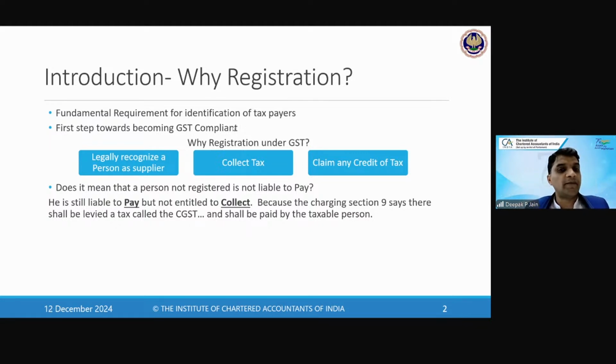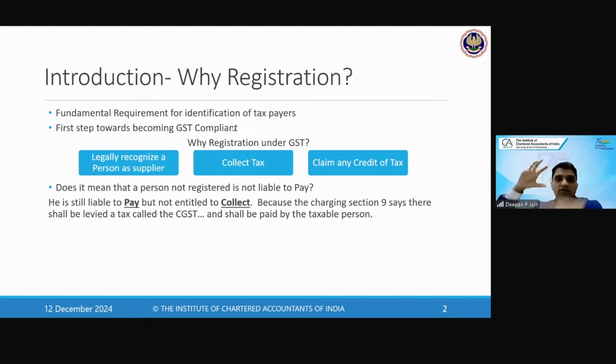Sir, will there be any penalty if registration is not done after the threshold limit? Yes, there will definitely be a penalty, because you have not done the registration in spite of crossing the limit. So penalty also will be there. And once the threshold limit is crossed, he will anyway have to compulsorily take the registration.